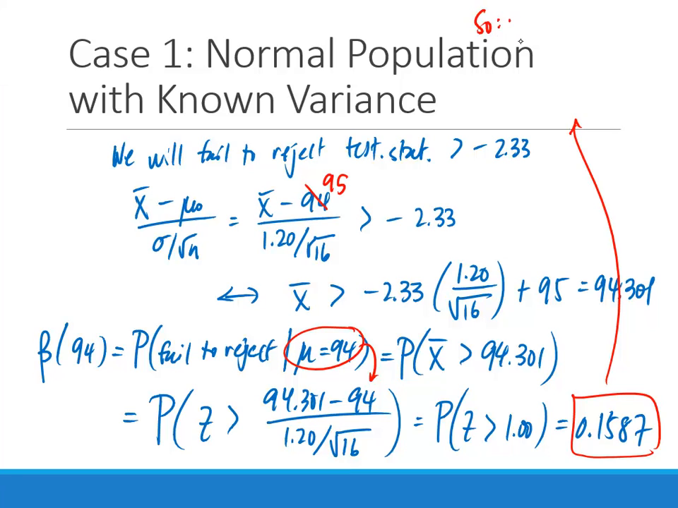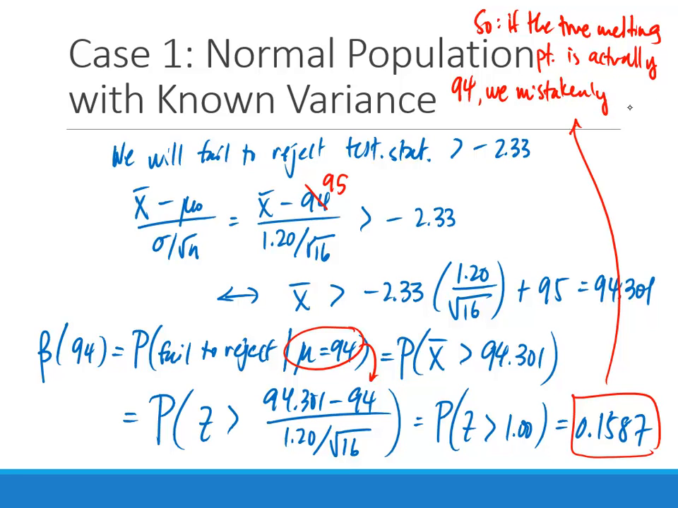So if the true melting point is actually 94, then we have mistakenly failed to reject about 16% of the time. Okay, so that's the probability that we've made the wrong decision, if the true mean is actually equal to 94.